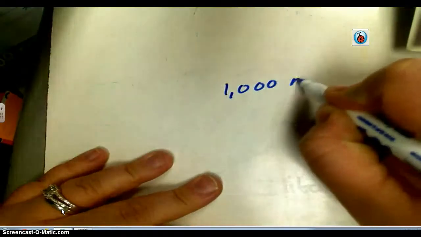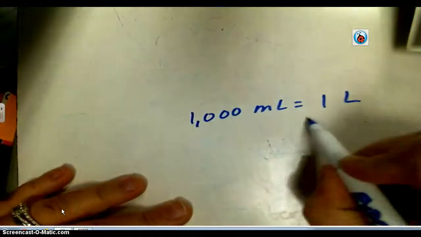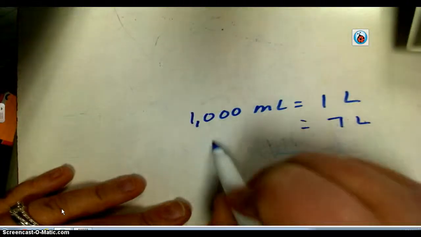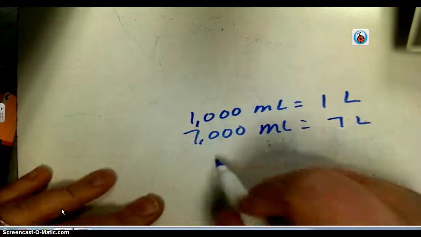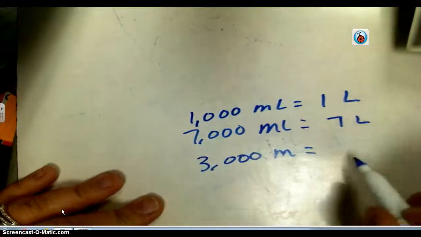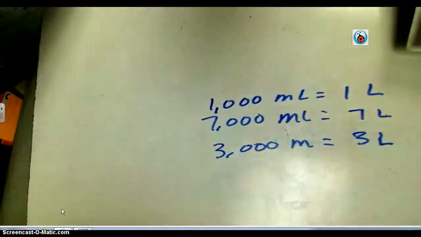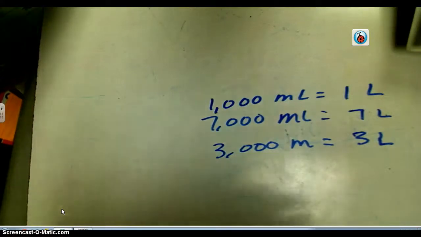How many milliliters are in 1 liter? There's 1,000 milliliters in 1 liter. So if I have 7 liters, I have how many milliliters? 7,000. If I have 3,000 milliliters, how many liters do I have? 3. It's important that you understand whenever we're talking about the metric, that prefix milli means per thousand.